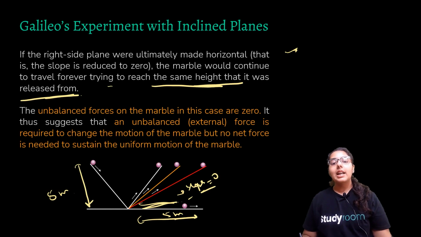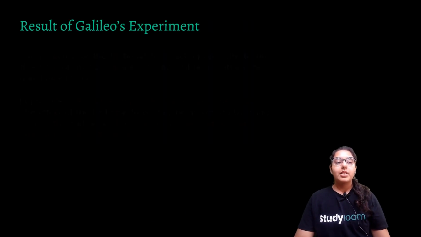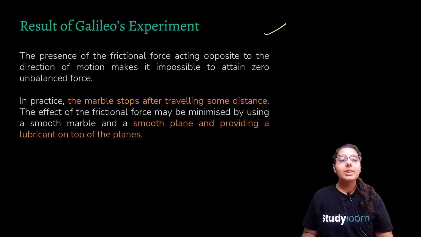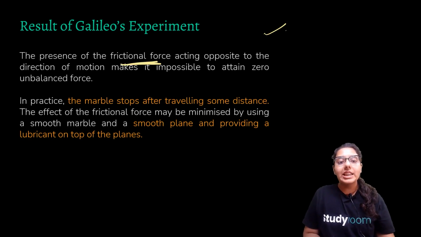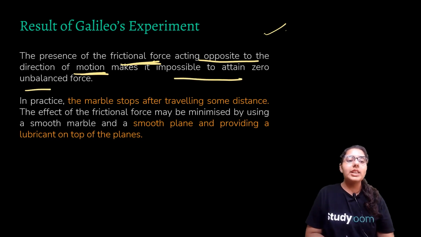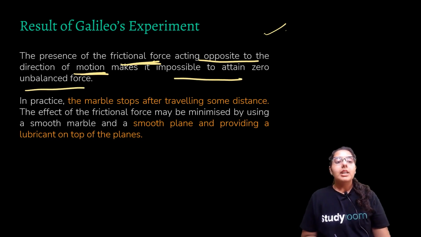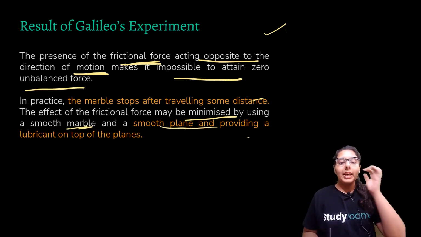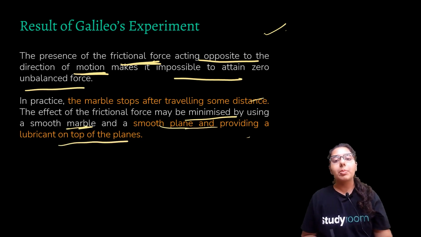It thus suggests that an unbalanced force is required to change the motion of the marble, but no net force is needed to sustain the uniform motion of the marble. What are the results of Galileo's experiment? The presence of frictional force acting opposite to the direction of motion makes it impossible to attain zero unbalanced force. In practice, the marble stops after traveling some distance. The effect of frictional force may be minimized by using a smooth marble and a smooth plane and providing a lubricant on top of the planes.